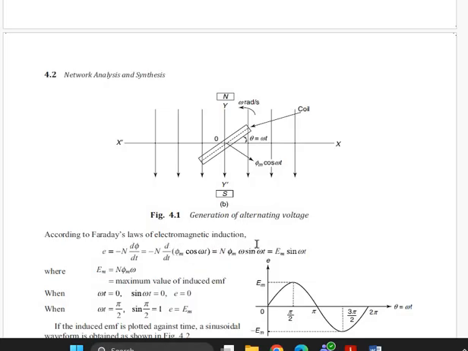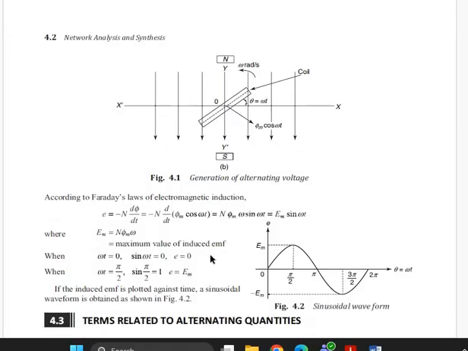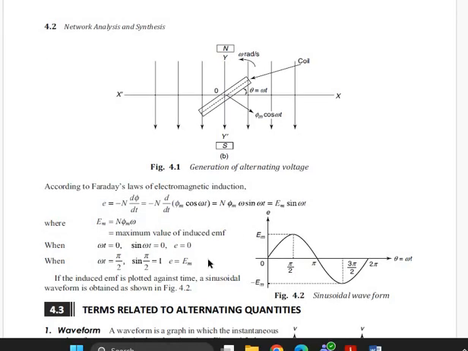According to Faraday's law of electromagnetic induction, E is equal to minus N d phi by dt. N is the number of turns, and substituting the value of phi equal to phi m cos omega t, we get N phi m omega sin omega t. Here N phi m omega is replaced by Em, that is the maximum value of the induced EMF.